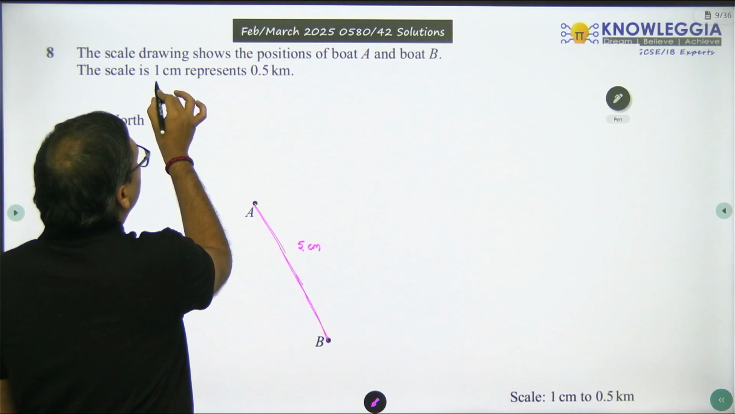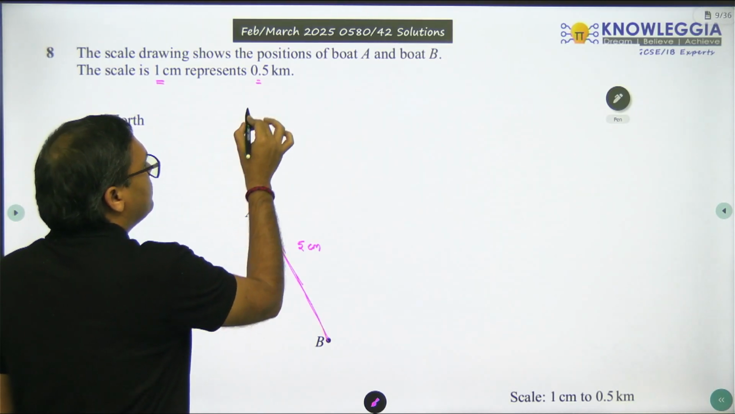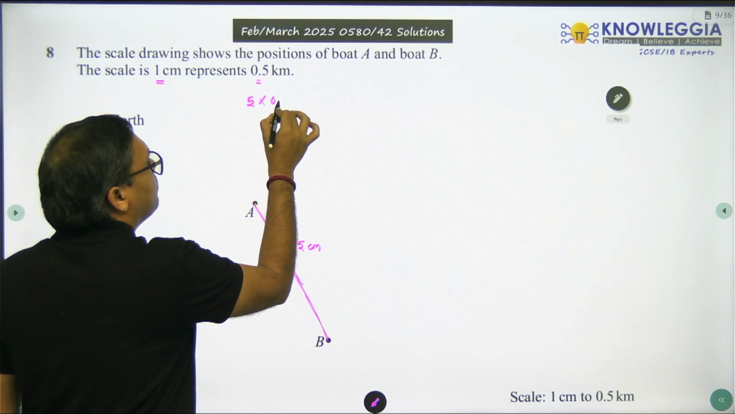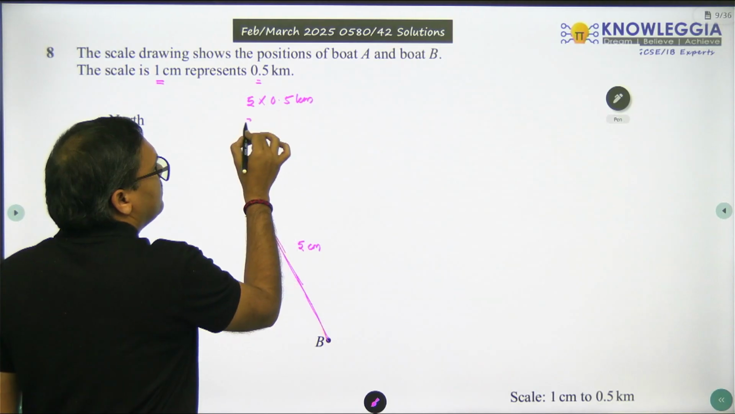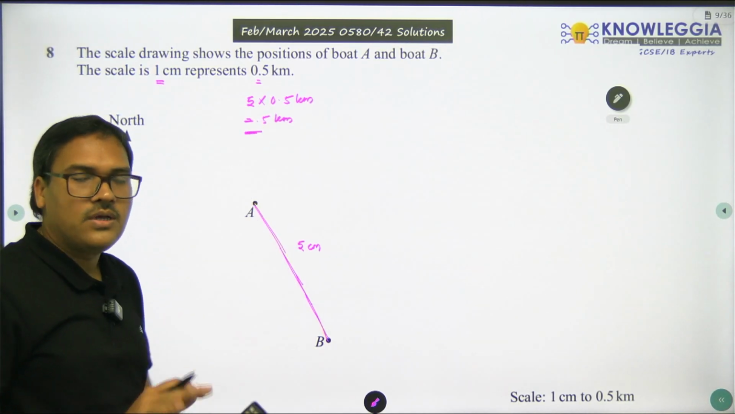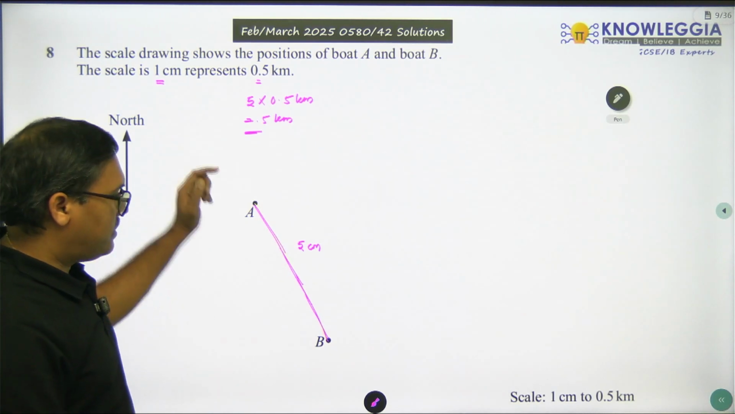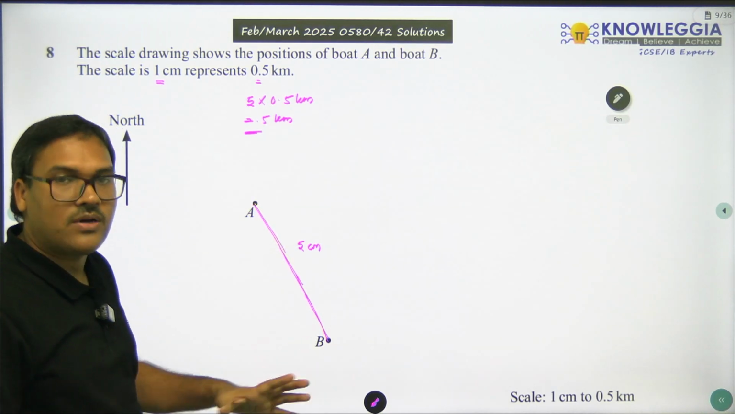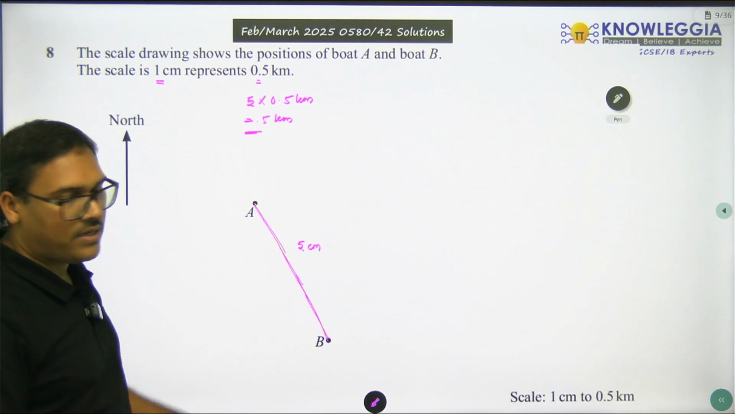Because the scale is 1 centimeter to 0.5 kilometers, this is 5 into 0.5 kilometers, which is 2.5 kilometers. Okay, this is how you find this. So this is not the answer. You have to check on the paper because this is a zoomed figure, so I will not be able to write the answer.